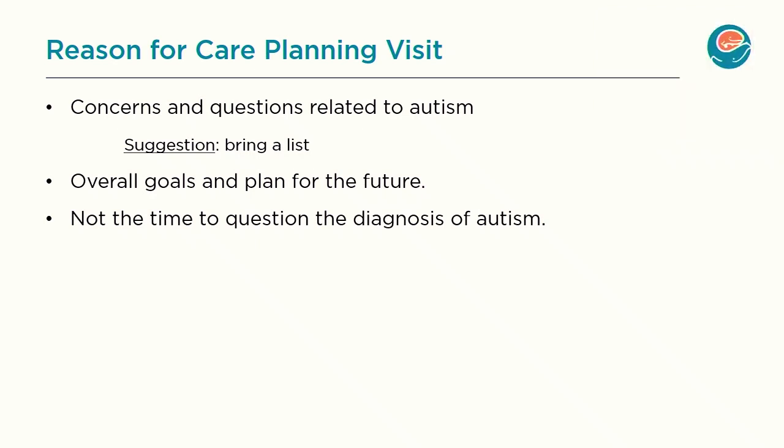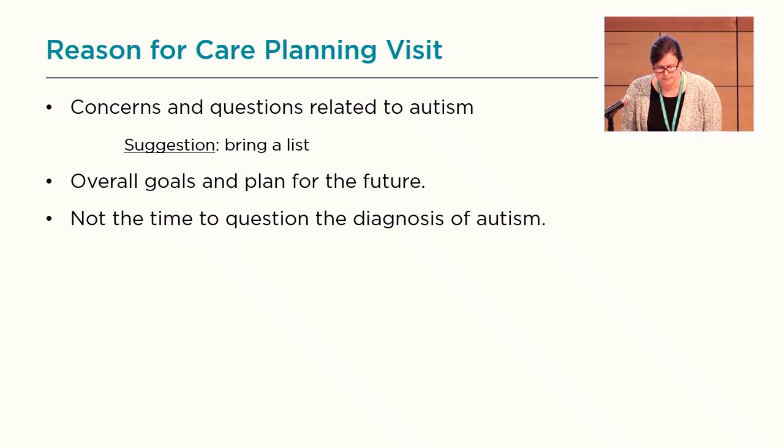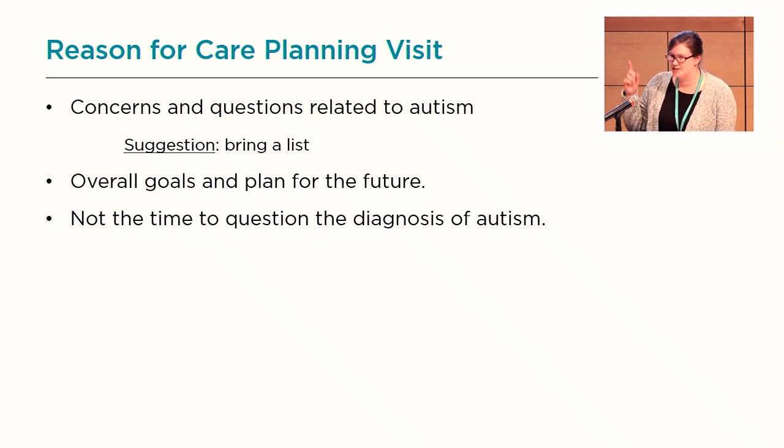So what reasons would there be for someone to come in for a care planning visit? Oftentimes, families are new to a diagnosis of autism and may have some questions about what that means. Some families have had that diagnosis for years, but are experiencing new concerns or questions related to how their child presents with autism spectrum disorder. And so when we first meet that family, we hope that they come with a list of questions for us, which will be the first thing that we probably address in that visit. So, suggestion, bring a list.